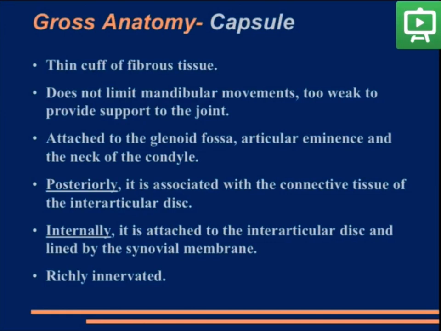Then we talk about the articular capsule. It's a thin cuff of fibrous tissue that covers the temporomandibular joint. It does not limit the movement because it is too weak to provide any support for the joint.